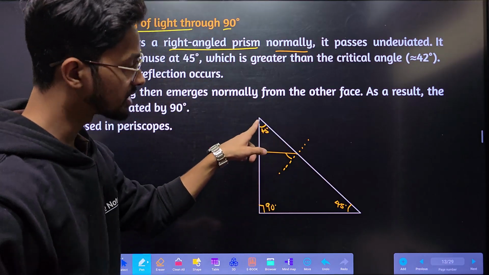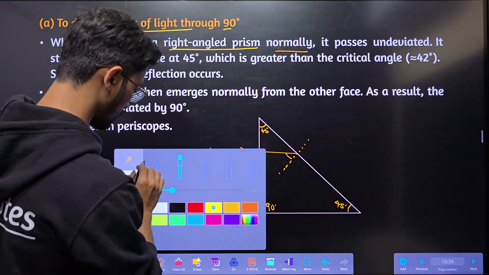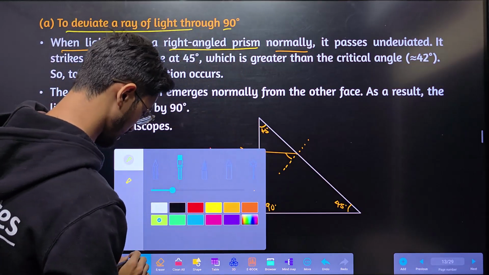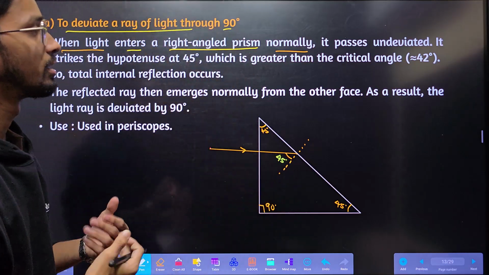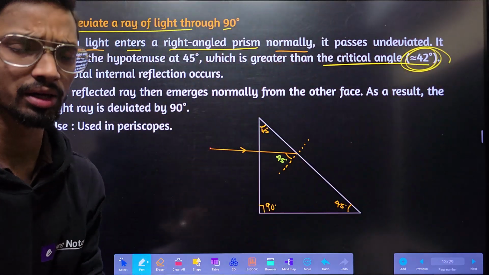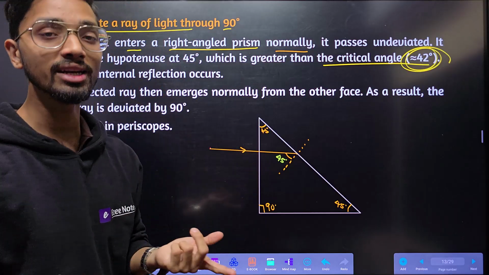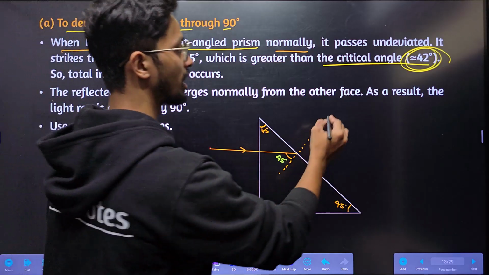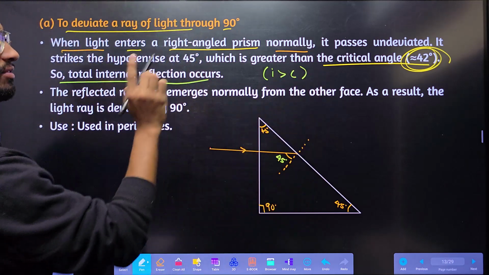So here this is 90, this is 45. This will also be 45, right? So I can say this also as 45 degrees. This is also 45 degrees. But the critical angle of prism is 42 degrees. Remember, the critical angle of glass prism will be 42 degrees. So it is greater than critical angle. Here I is greater than critical angle. So total internal reflection occurs.